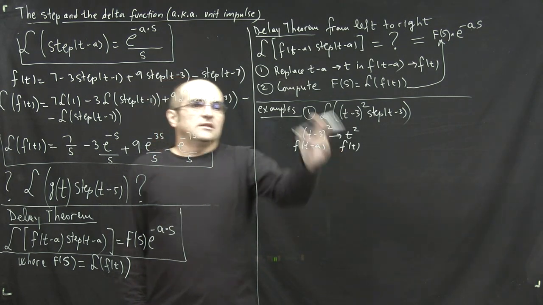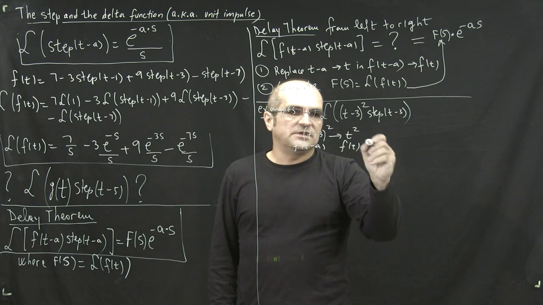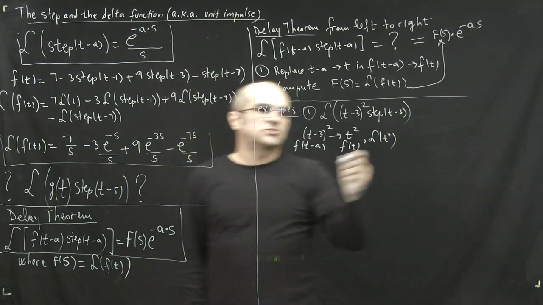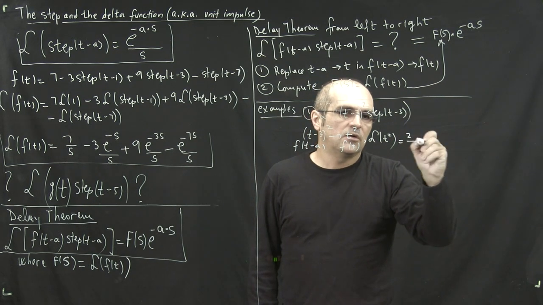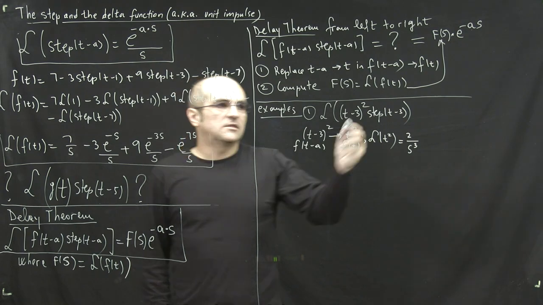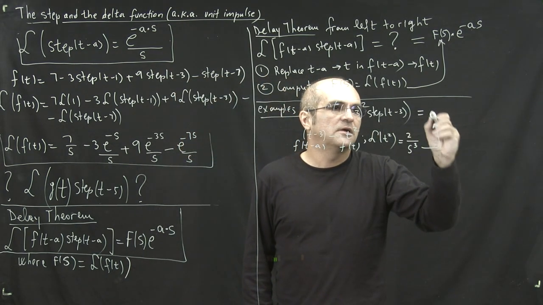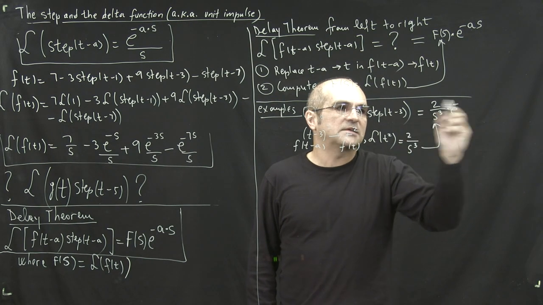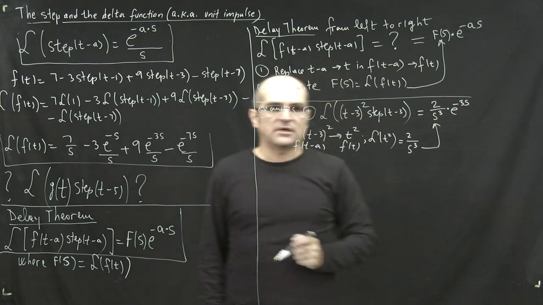What do you do now? Well, on the second step, you take the Laplace of t squared. And again, if you look at the formula sheet, this will be 2 factorial over s to the power 3. And the hard part is over. Now you write it here on the right-hand side: 2 over s to the power 3 times e to the minus as, which in your case is e to the minus 3s.